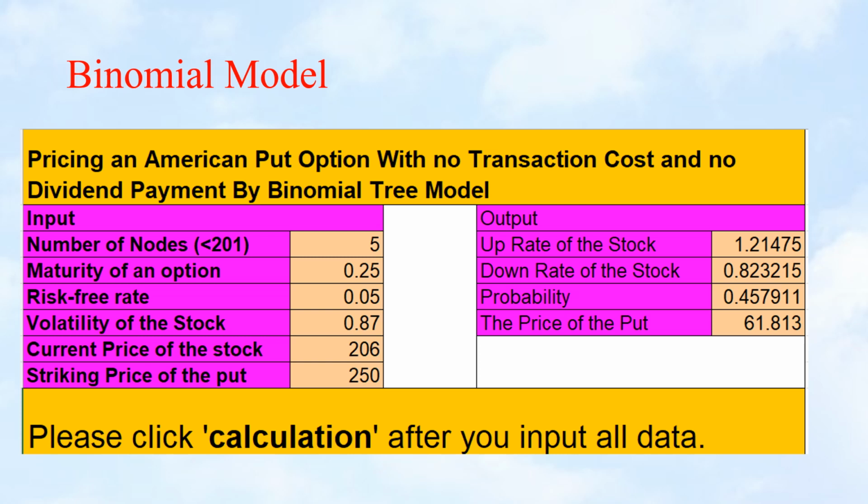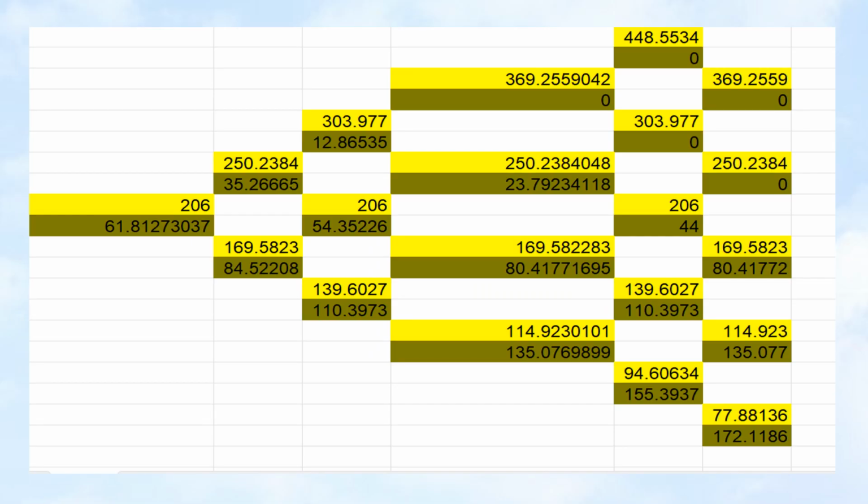These are all the points you will consider in case of the binomial model. As you said, you can see the example of the binomial model. Number of nodes refers to how many times the price will increase or decrease. That is the concept behind the binomial model.